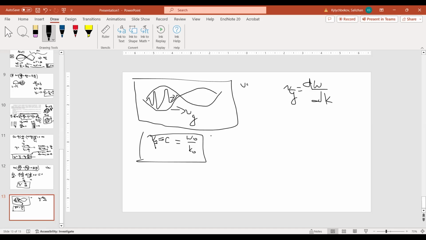And this one is a little bit confusing, but in a vacuum, this envelope should propagate with the speed of light, because these are all electromagnetic waves. So even V group should be C. That's my assumption. That's my guess. But you can think about it a little more.